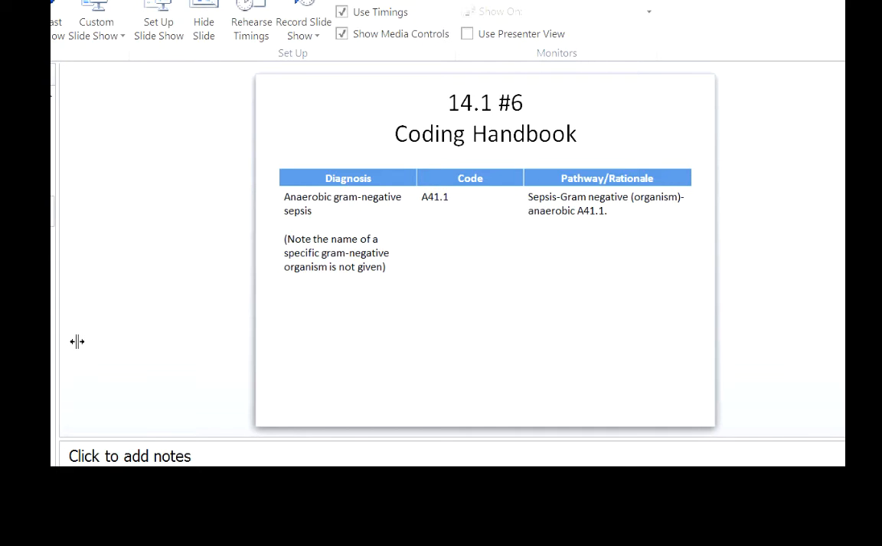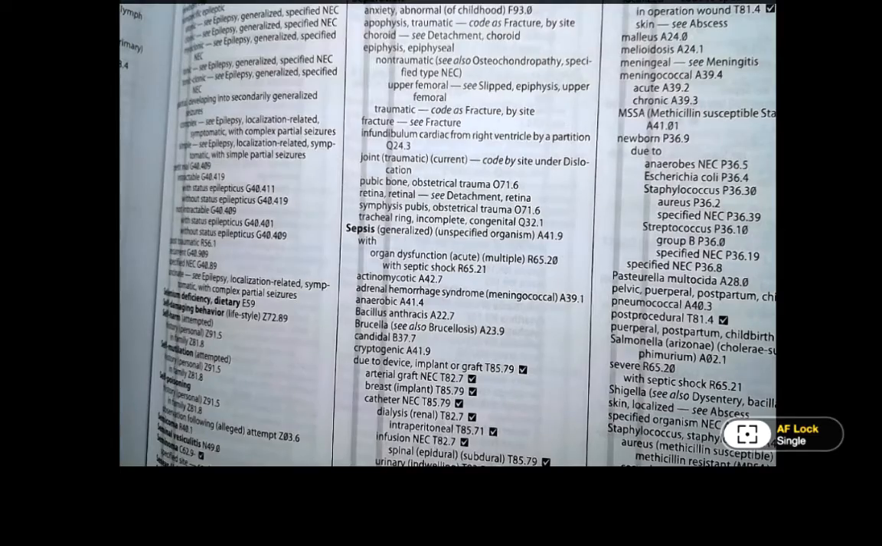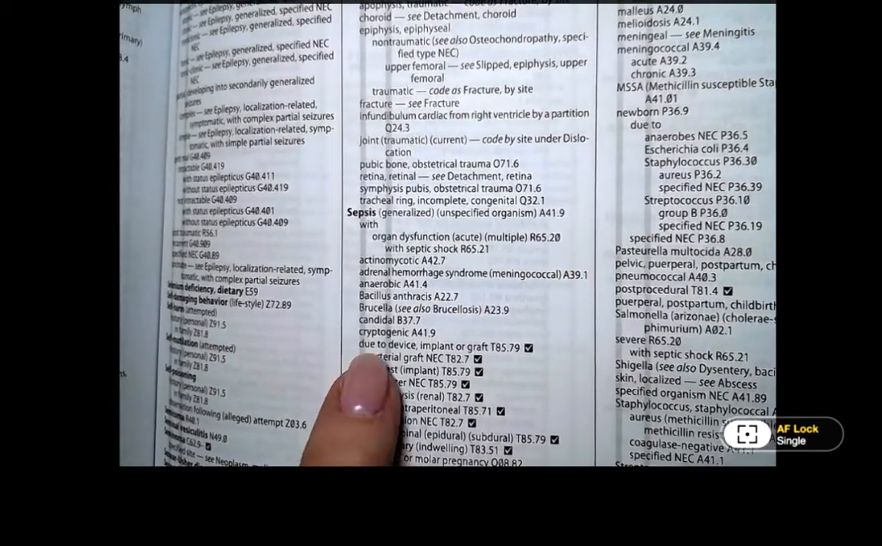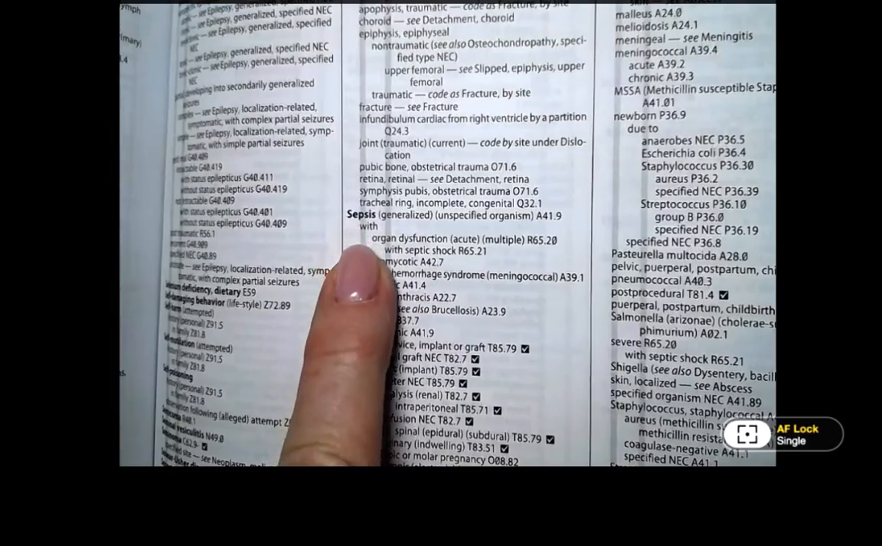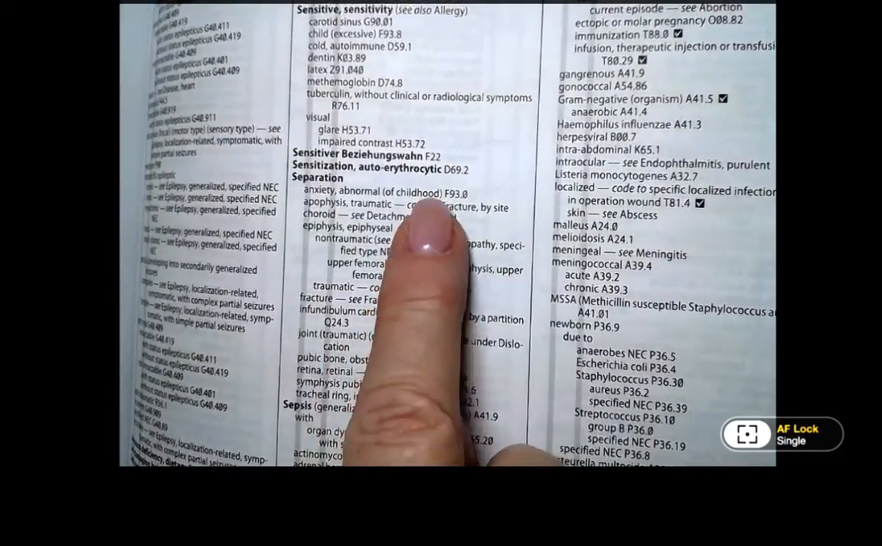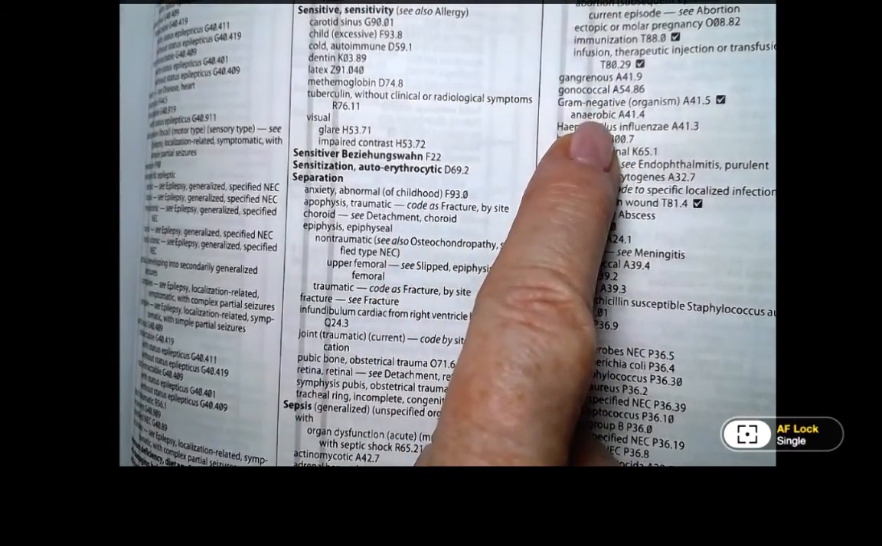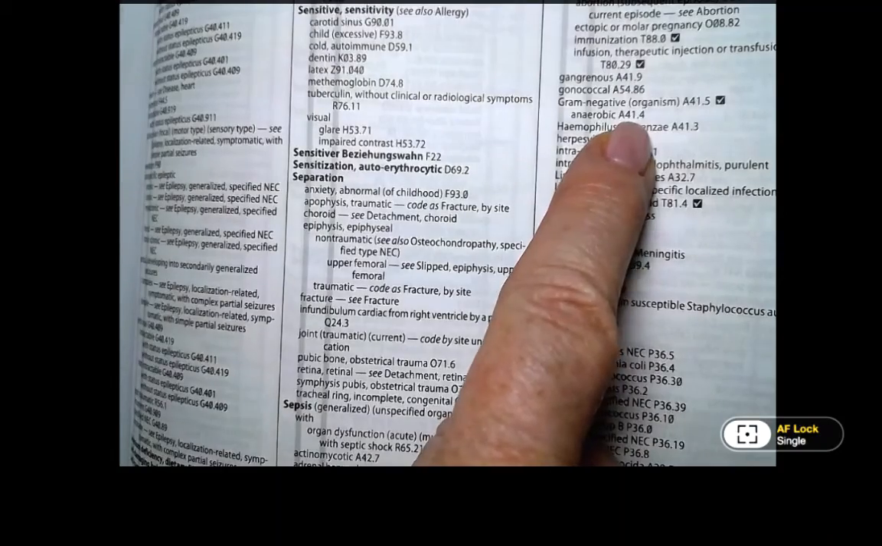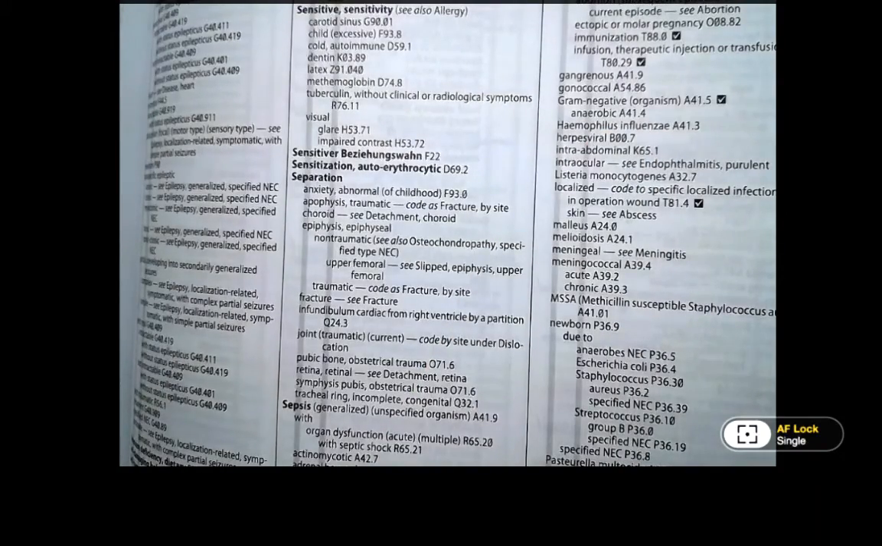The code we're going to look for, our main term is sepsis, then gram-negative, then organism. Sepsis, gram-negative, and then anaerobic. Organism is like a non-essential modifier for the gram-negative term in this case. So let's go to our alphabetical index. So here we are in our alphabetical index, and here we are with sepsis, and we're looking for gram-negative, anaerobic, and here we go. Gram-negative, anaerobic, A41.4. So now we'll go to the tabular.